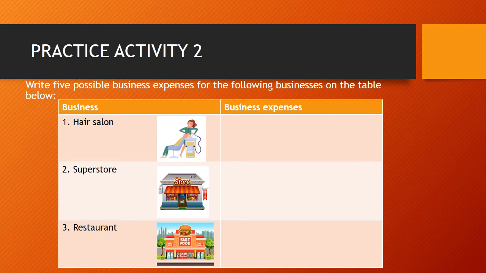And so you go to the first one, hair salon. You think of a hair salon. What are possible expenses that a salon needs to pay for? And you write 5 of them down. Okay? And then same thing for number 2 for superstore, and same thing for the restaurant. All of this will be out of 15 marks since you have 3 businesses and you need to write 5 expenses for each.